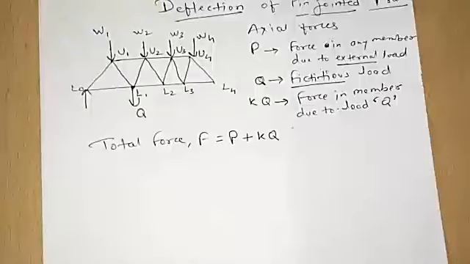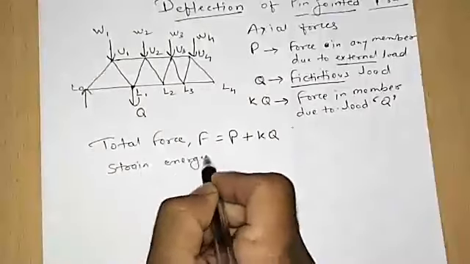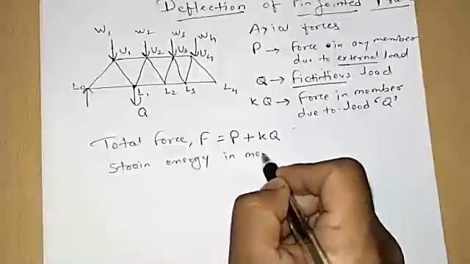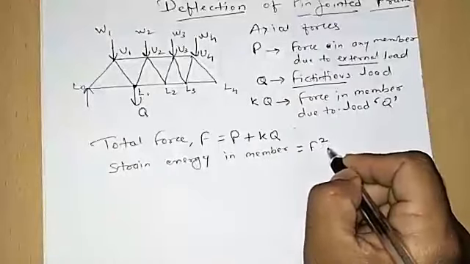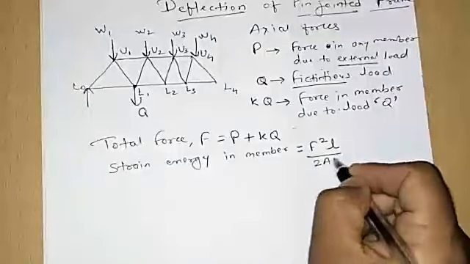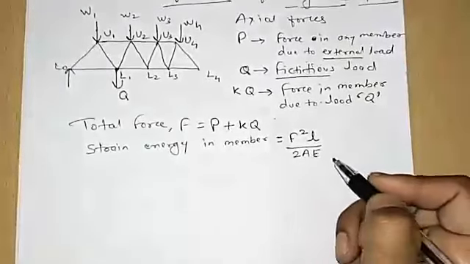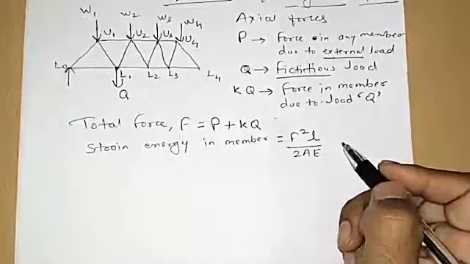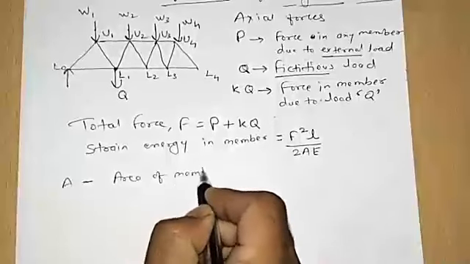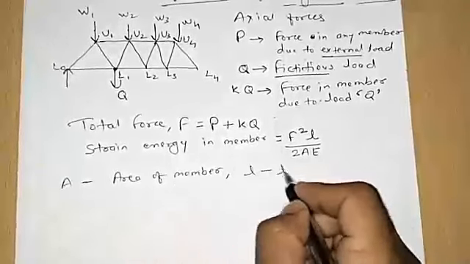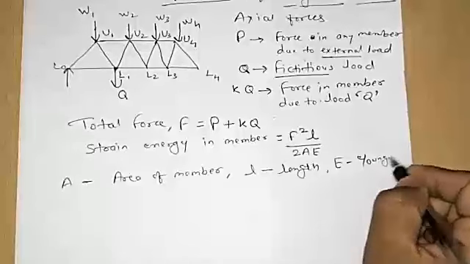So now we know the strain energy in any member. If we want to calculate the strain energy in a member, that formula is equal to F square into L divided by twice A E. This formula you might have covered earlier. Now what is this A? A is the cross-sectional area of the member, and L is the length of the member, and E, you know, is the Young's modulus.